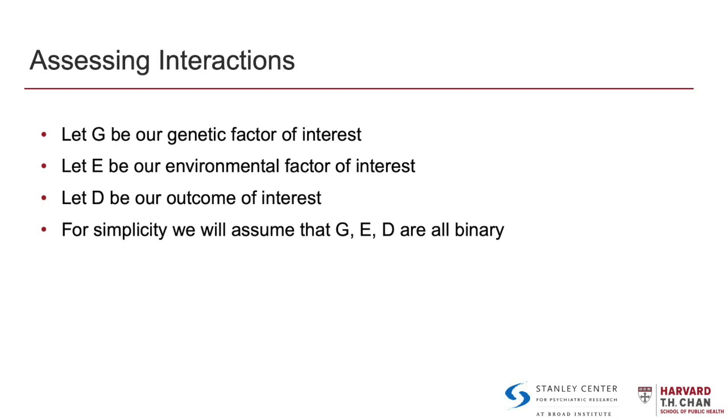How do we assess interaction? For the sake of simplicity, we can assume that we have a binary exposure, which we're calling G to denote a genetic factor of interest. We have E, which is an environmental factor of interest, and we have D, which is our outcome of interest. For simplicity, we're assuming that the genetic risk factor, the environmental risk factor, and the outcome of interest, the disease, are all binary, which means 1 is present, 0 is absent.